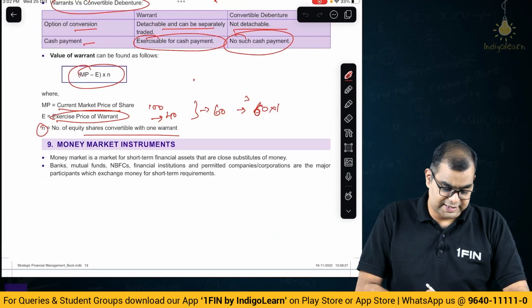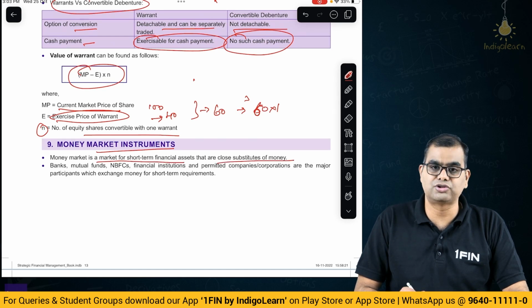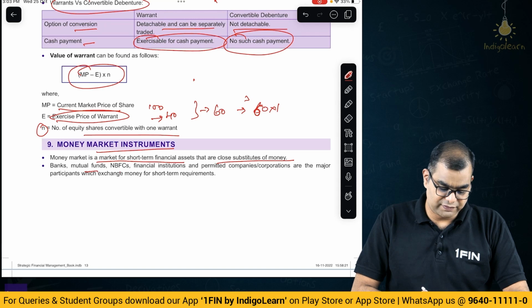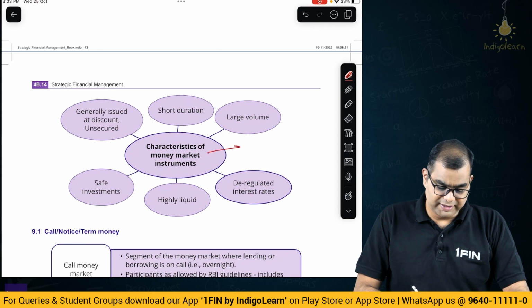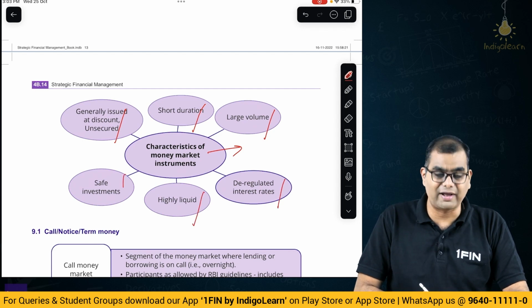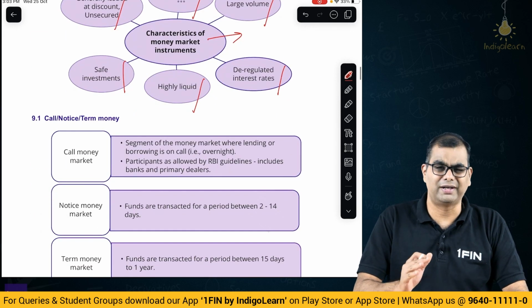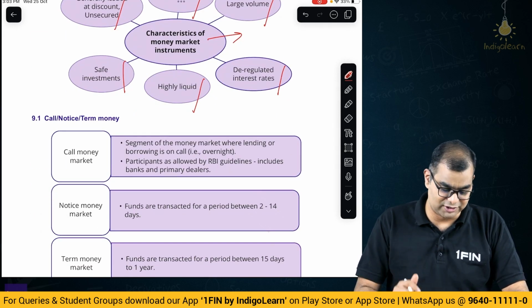Now let us look at the next aspect, money market instruments. What are money market instruments? Money market is a market for short-term financial assets that closely substitute for money. Banks, mutual funds, NBFCs, financial institutions and permitted companies are major participants. Basically, these money market instruments are issued at a discount, are of short duration and for large amounts. The interest rates are not monitored by RBI or anyone. They are very liquid and safe instruments, typically. But there have been cases where these safe instruments also have gone for a toss.